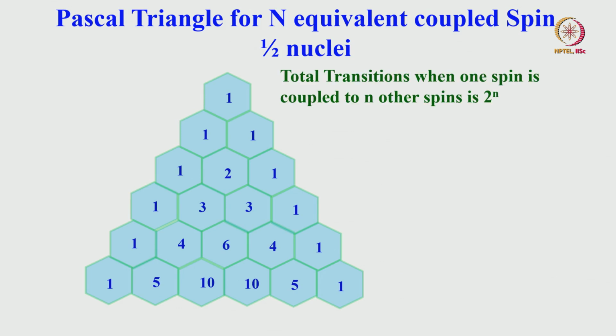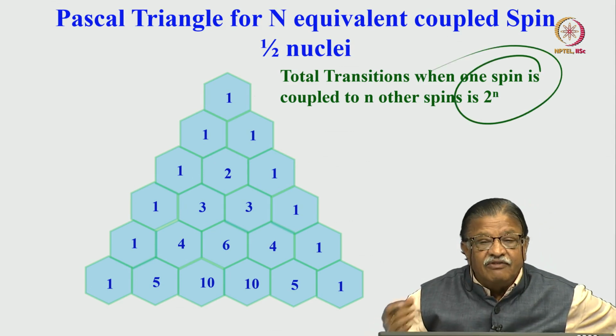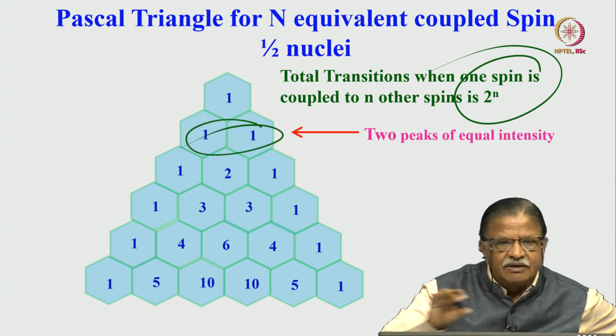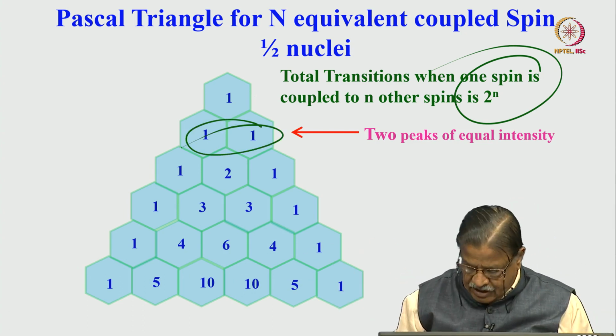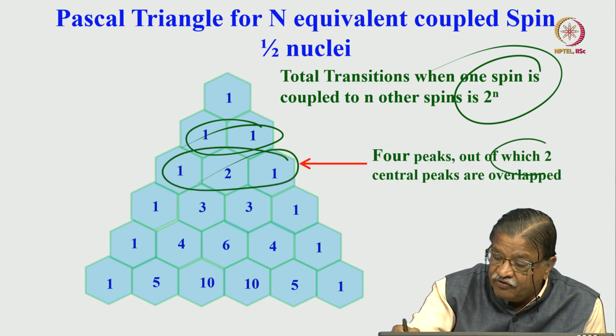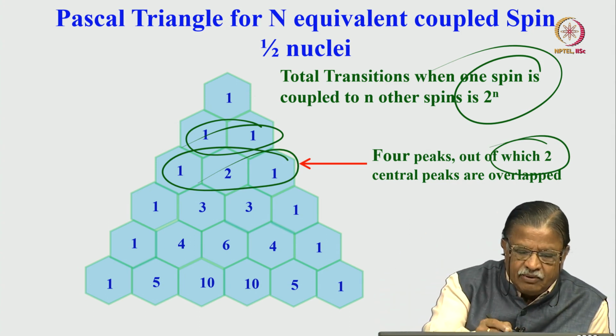Now, the question is total transitions. I said when n spins are coupled it is 2 to the power of n. Where are those n's? Please remember here 2 peaks of equal intensity, one is coupled to other one, that is fine. When it is coupled to 2 equivalent spins we get 4 lines, but remember 2 of which are overlapped. So, 2 to the power of 2 is 4, there are 4 peaks, only 2 are overlapped.